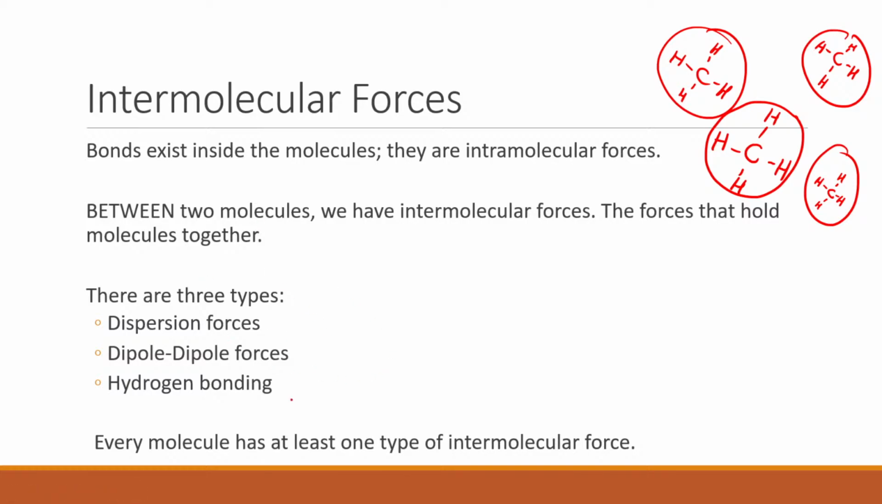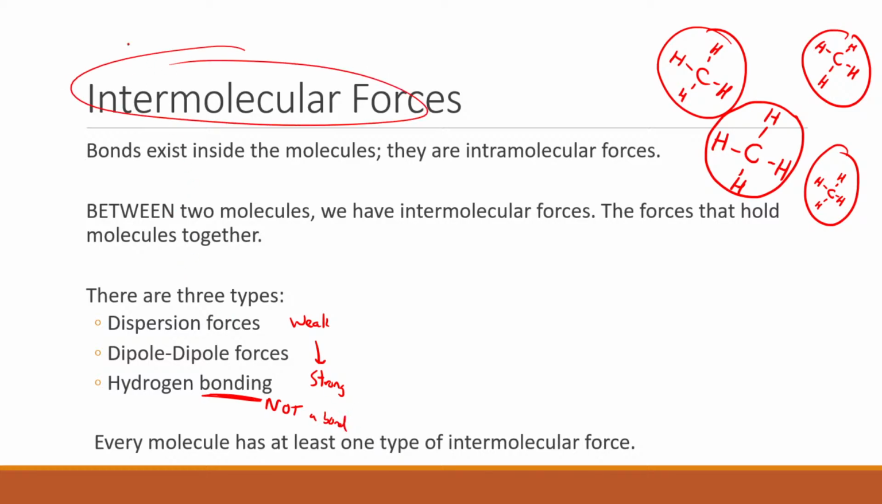There are three types, and we're going to look at them in order of weakest to strongest. The weakest is a dispersion force. In the middle is a dipole-dipole force. And then last but not least, the strongest of the three is hydrogen bonding, which, tricky enough, is not actually a bond. Not a bond, but is an intermolecular force.